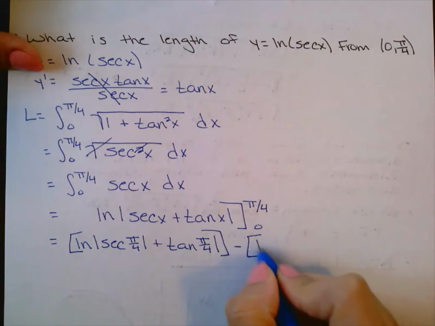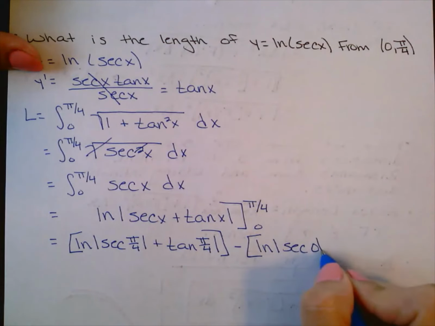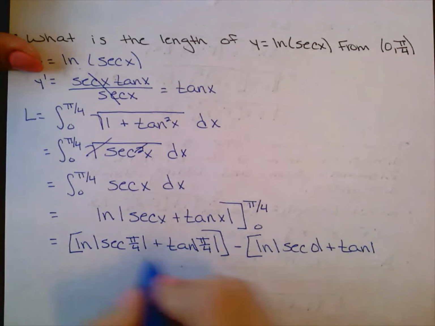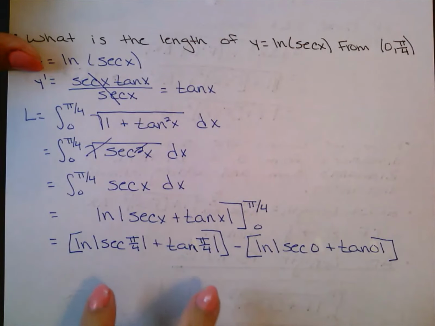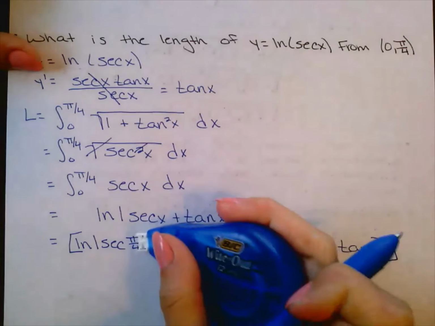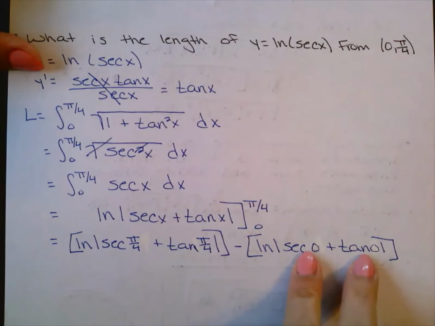minus my function at a, ln absolute value of secant at 0 plus tangent, forgot my absolute value here, at 0. Oh, sorry, I'm messing up here a little bit on my notation. All right, sorry about that. It's tangent of 0. So the absolute value should have gone just at the ends. It's ln of absolute value of all of this. So this one should be taken off as well. And then ln absolute value of all of this, okay?